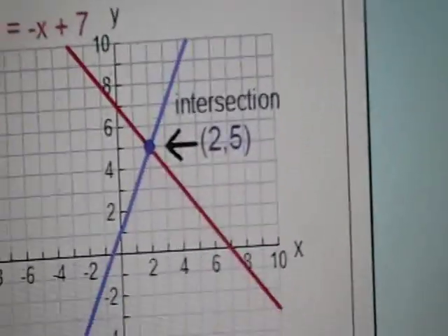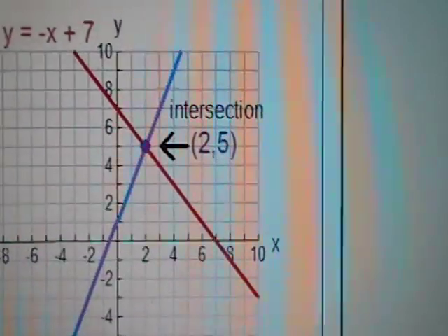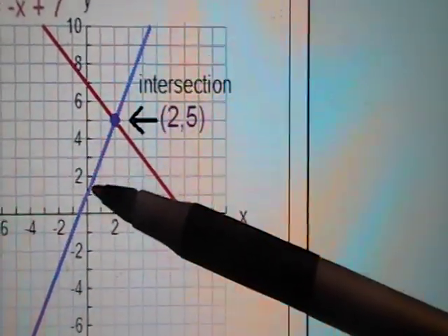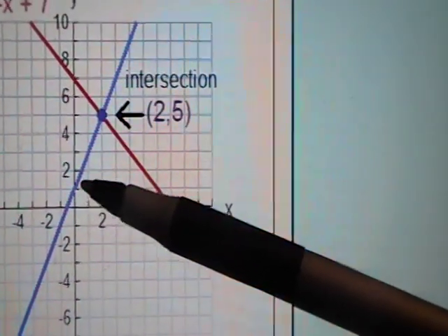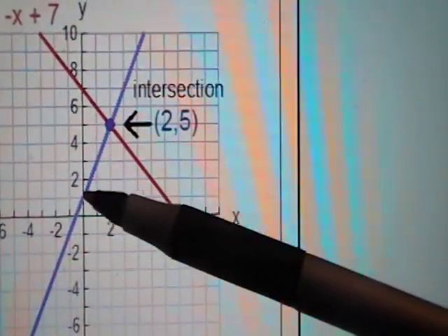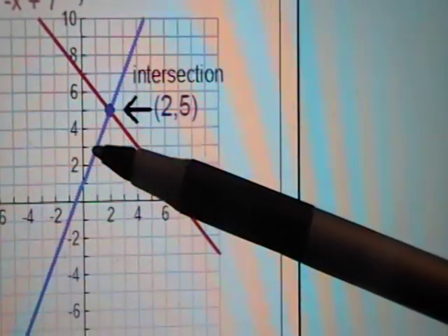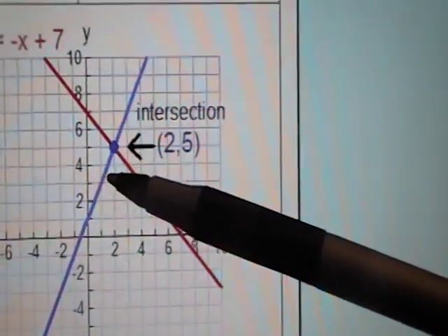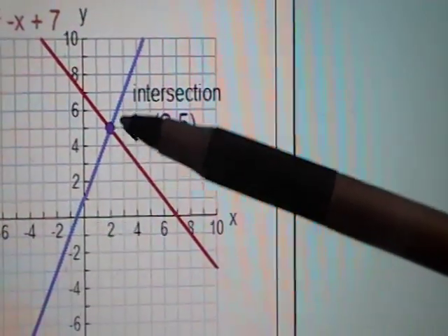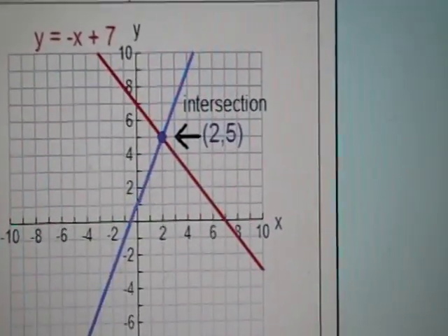If you take a look again at our graph here, here is the point (0, 1). Then what you have to do is move over 1, up 2, over 1, up 2, and you're going to be able to create that line. Remember, 2 points make a line.